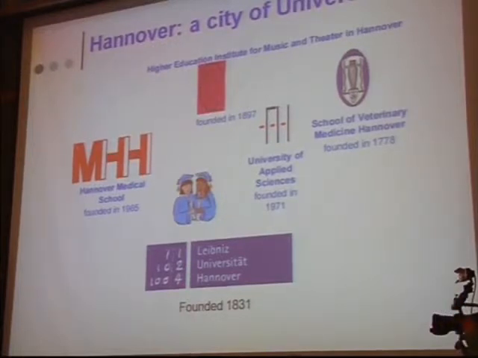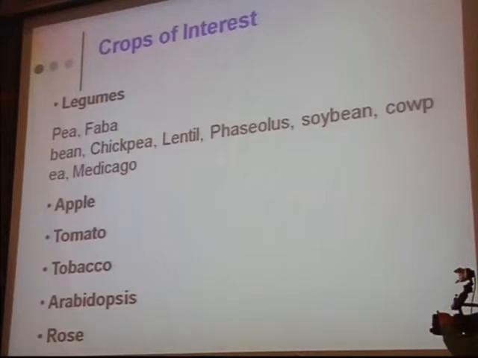It was founded in 1831, and just a few years ago the logo of the university was changed to a new logo. The name Leibniz came from a famous scientist from Hanover. He implemented the binary system, which everyone uses in computer science.